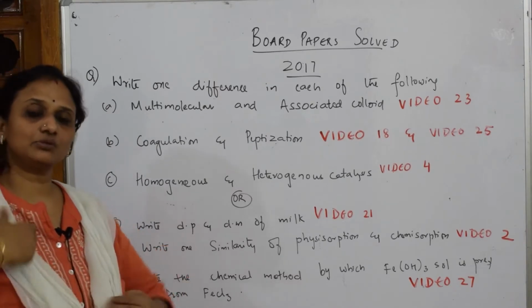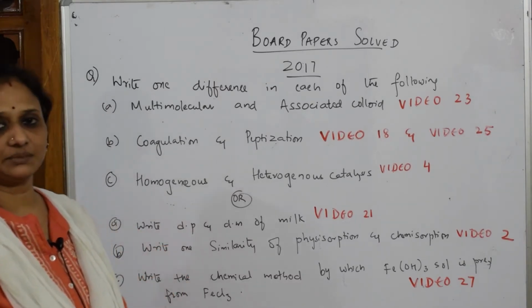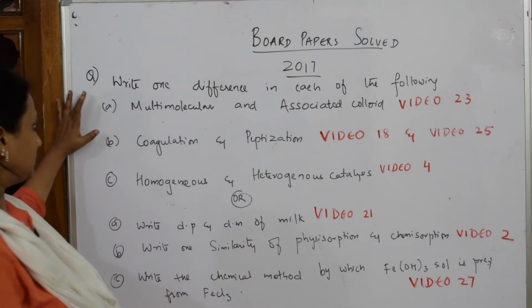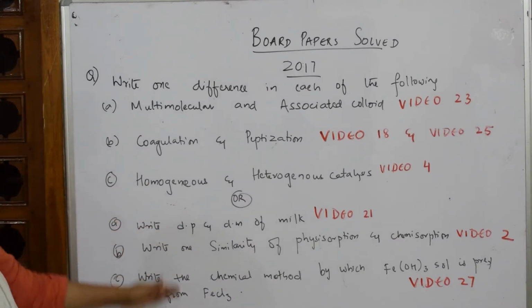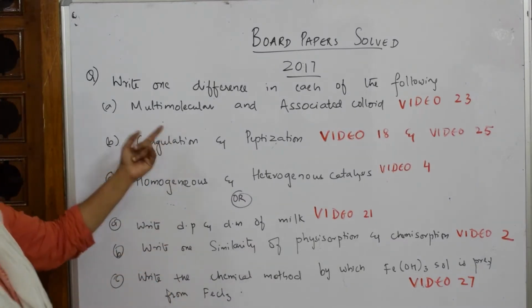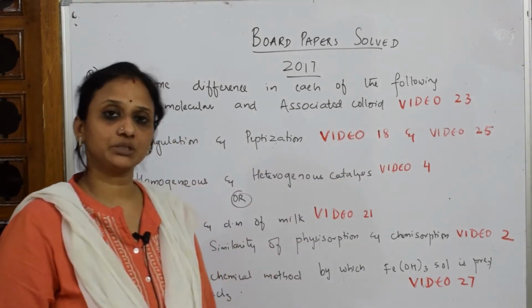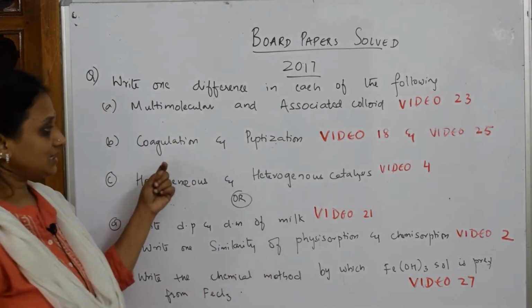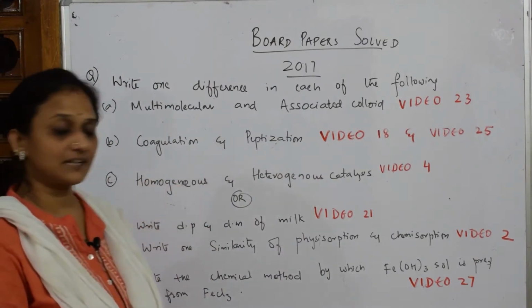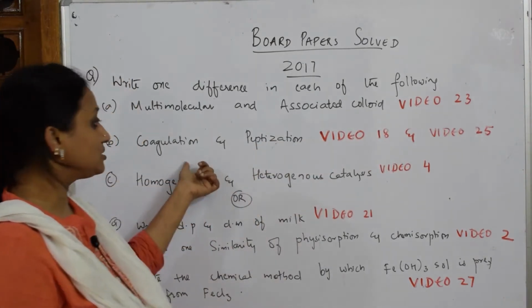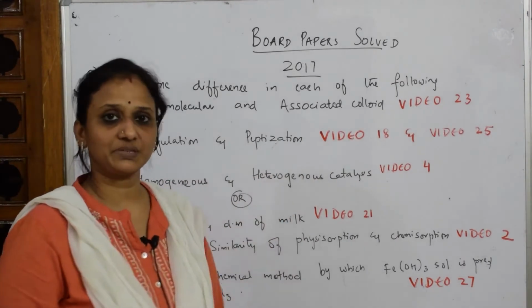And we very well know the weightage for the chapter is 3 marks. So here they've given us A, B, C questions, and each question again has 3 marks. So multimolecular associated colloids I've done in the playlist, which is named under video number 23. And next, coagulation and peptization I've done in video number 18, coagulation, and video number 25, peptization.